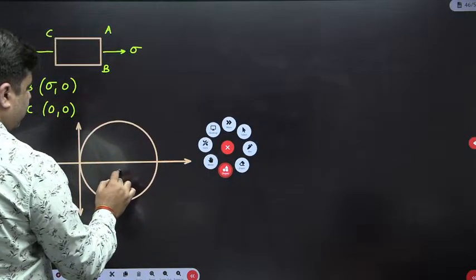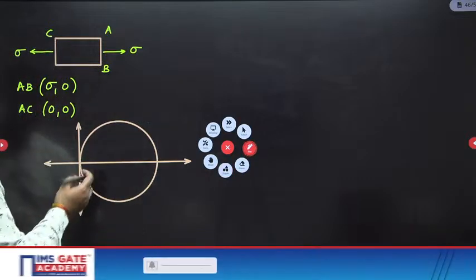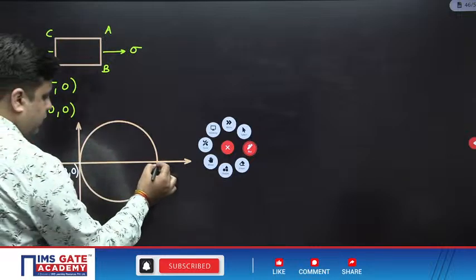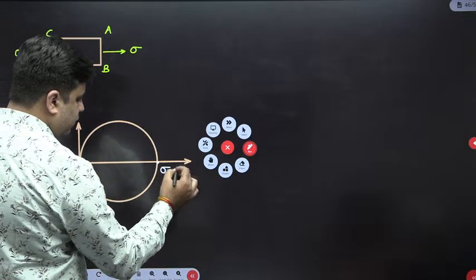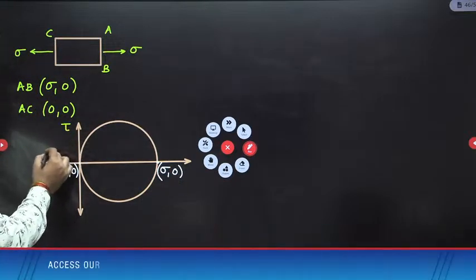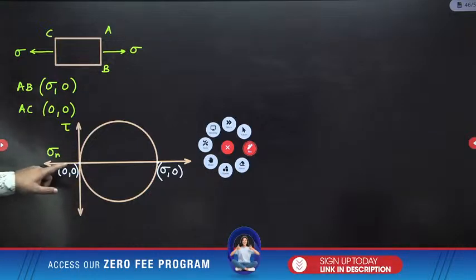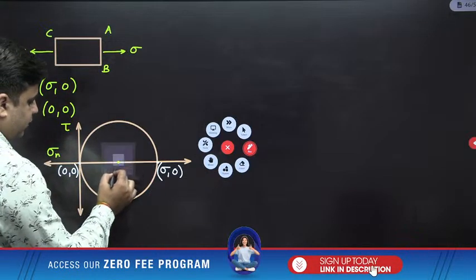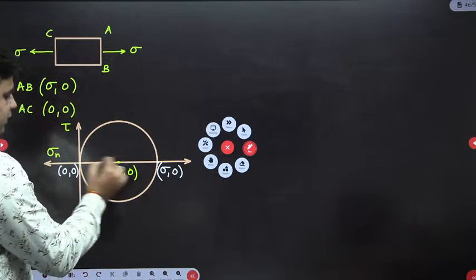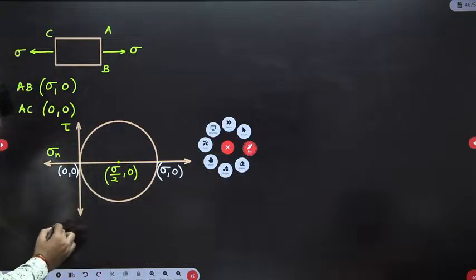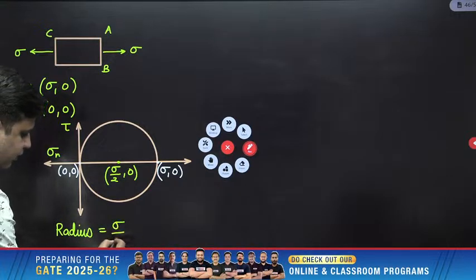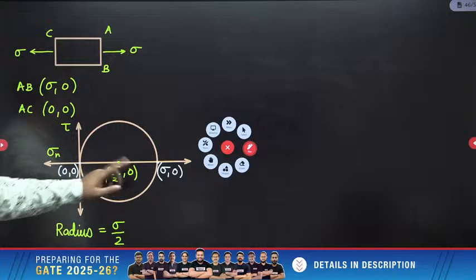These two values will be the diametrical ends of the Mohr circle. This is 0 comma 0 and this will be sigma comma 0. So this is how the Mohr circle will look for this condition. This is shear stress, this is normal stress. The center of the Mohr circle will be at sigma by 2 comma 0 and the radius of this Mohr circle will be sigma by 2.